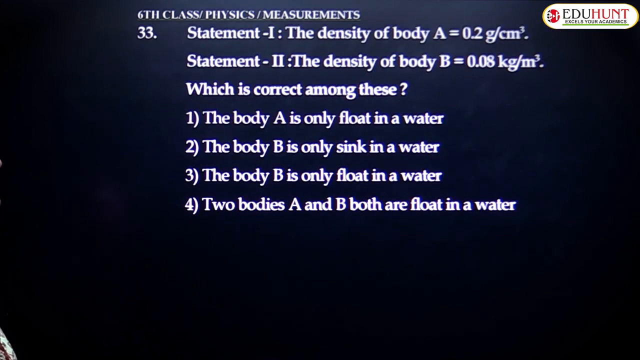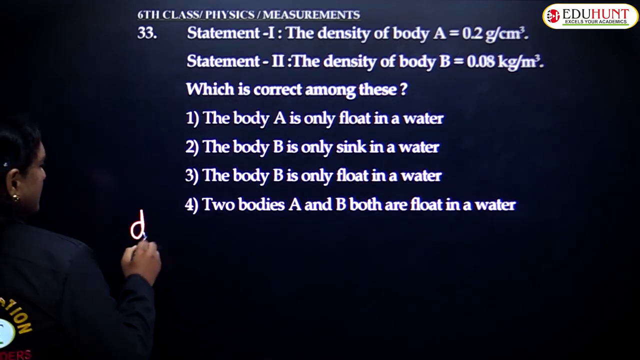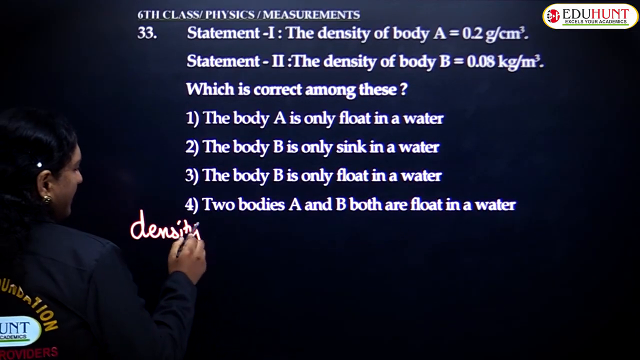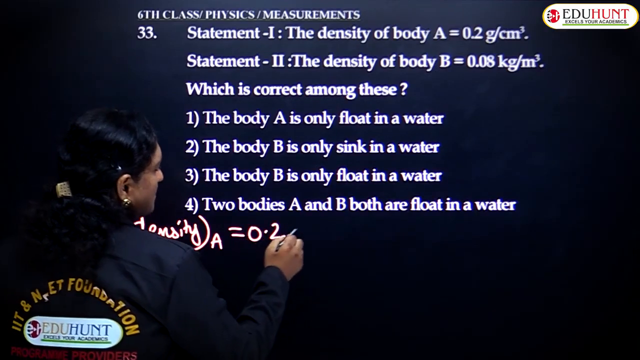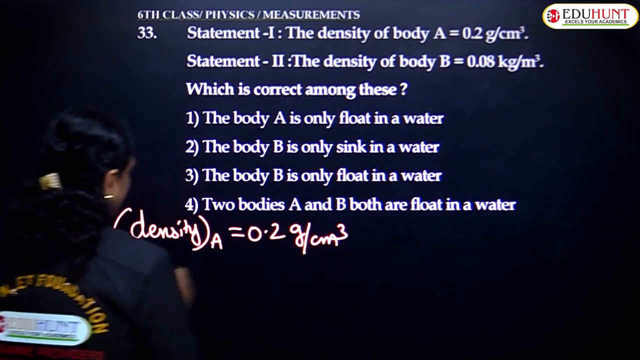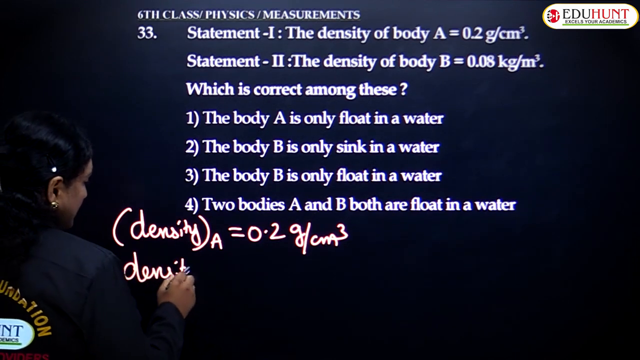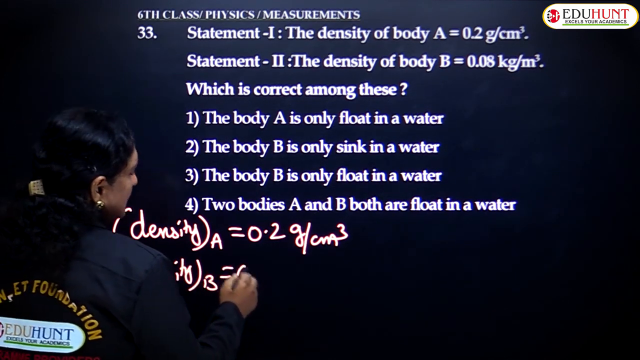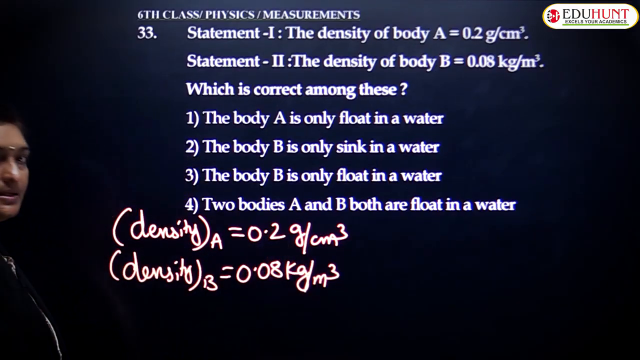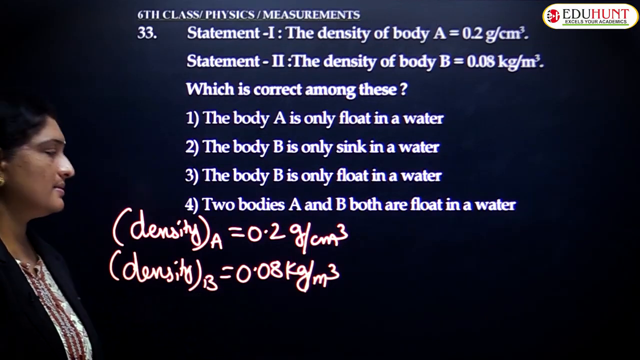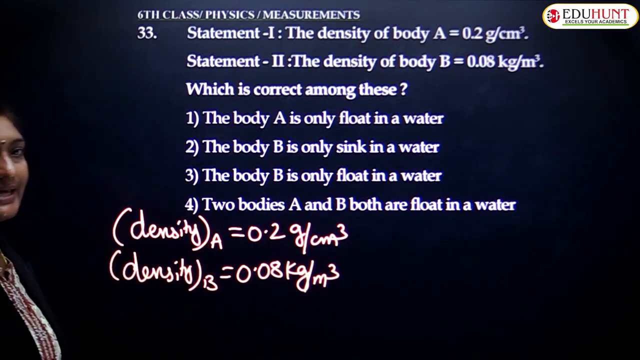Next, numerical problem statement. The density of body A is given as 0.2 gram per centimeter cube and the density of body B is given as 0.08 kg per meter cube. Which one is correct among them? So, the density of A is given as 0.2 gram per centimeter cube, whereas the density of B is given to be 0.08 kg per meter cube. Here it is in the CGS system, here it is in the SI system. So, let us try to convert both to the same units.